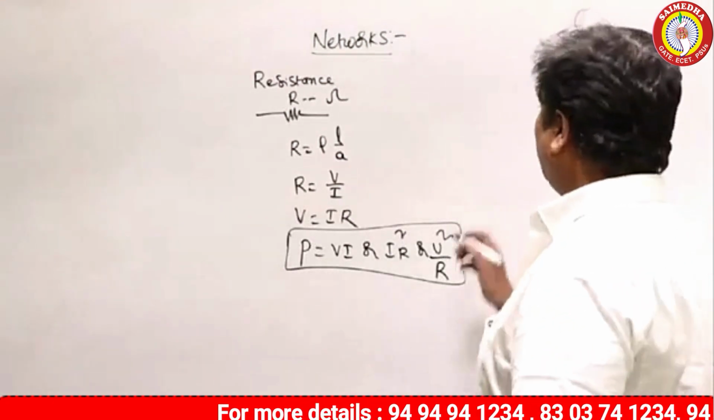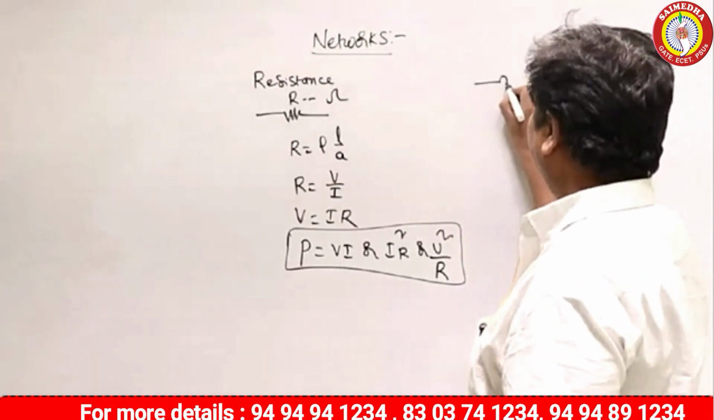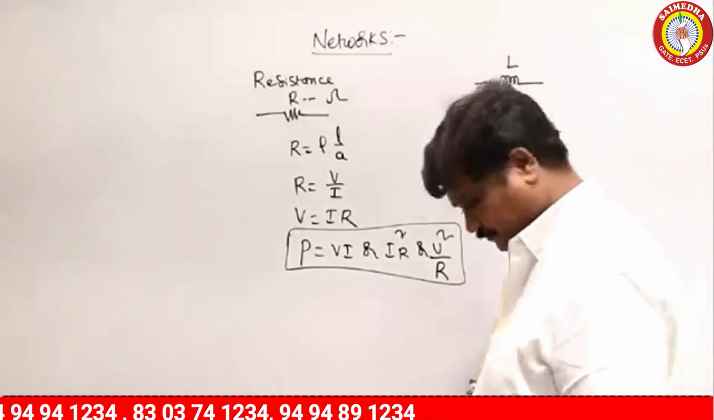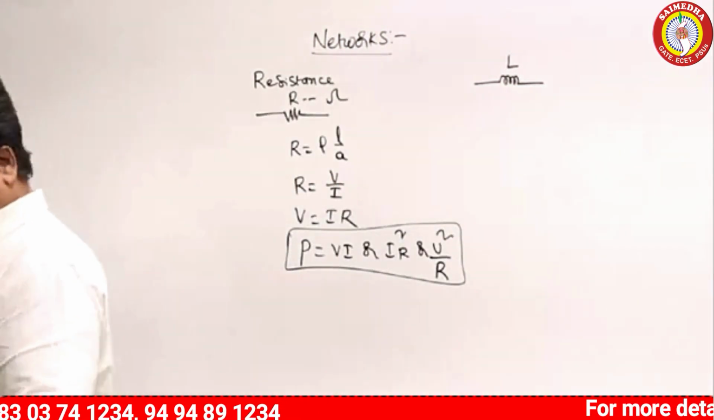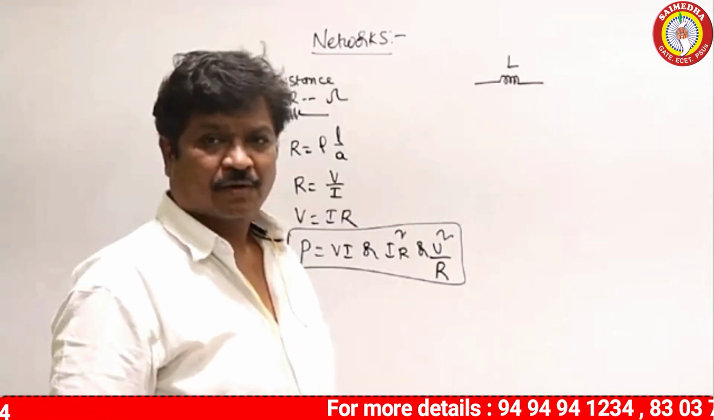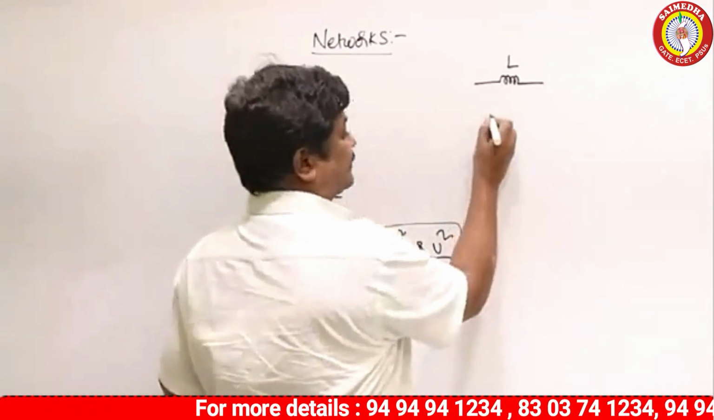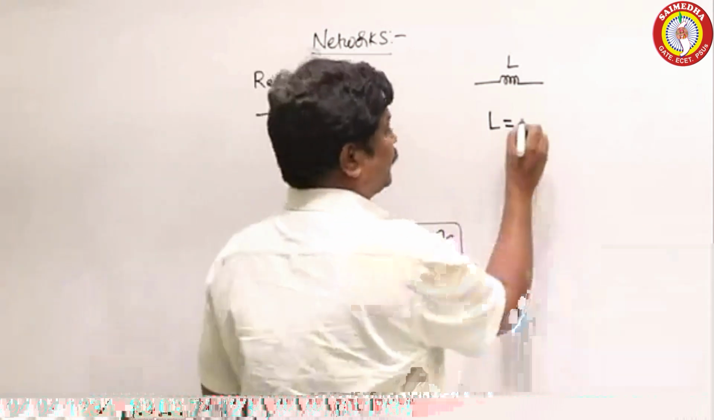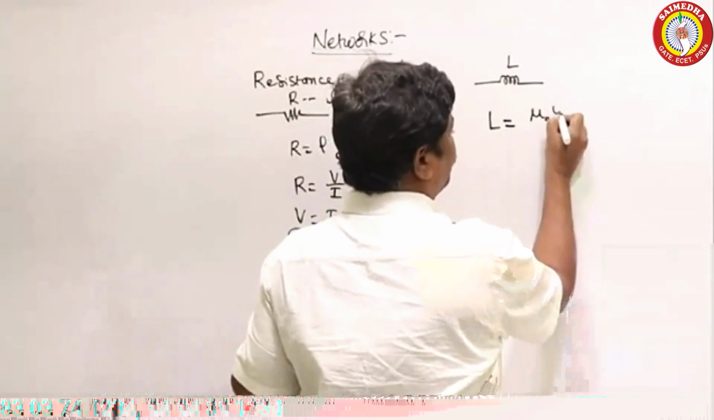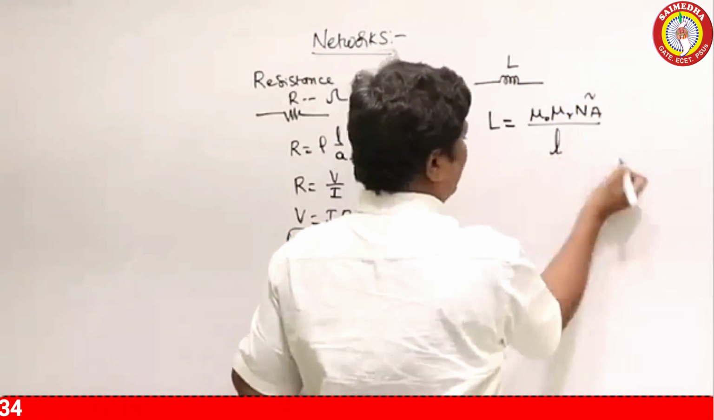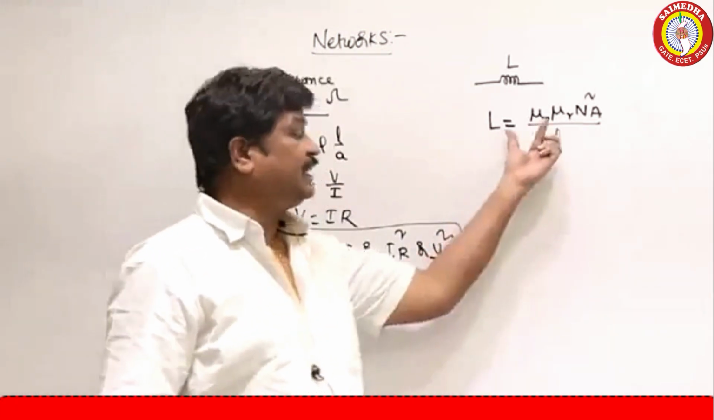Now, coming to the inductance. Sir, what is the definition of an inductance? What is the basic formula for inductance? L is equal to... The basic formula for inductance is mu naught mu r N square A by L, A upon L. This is the basic formula for inductance.